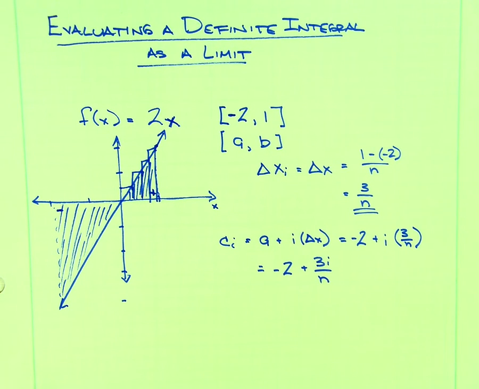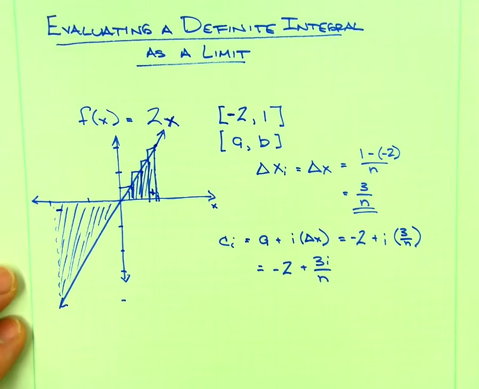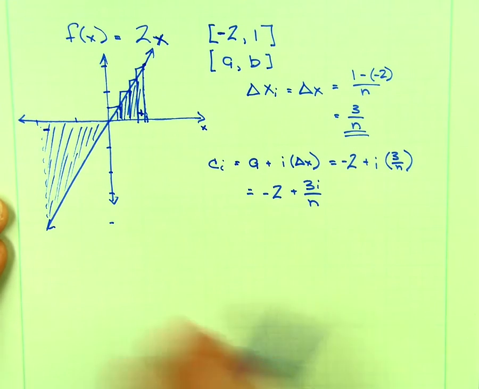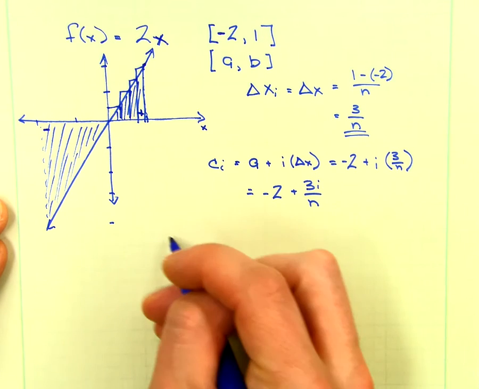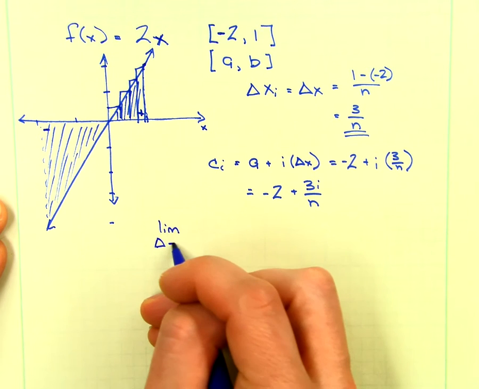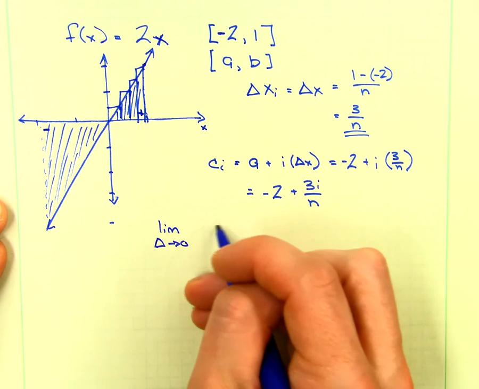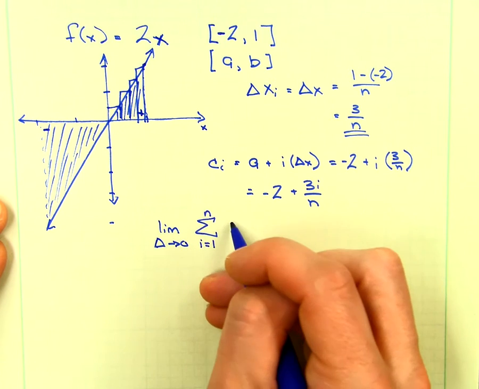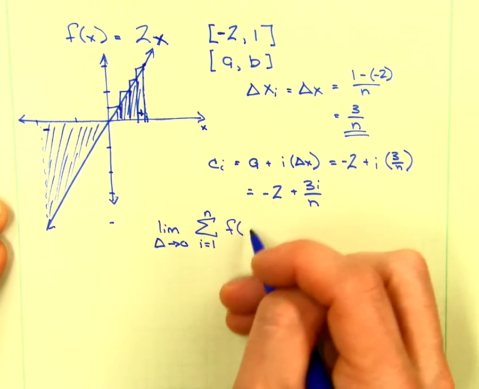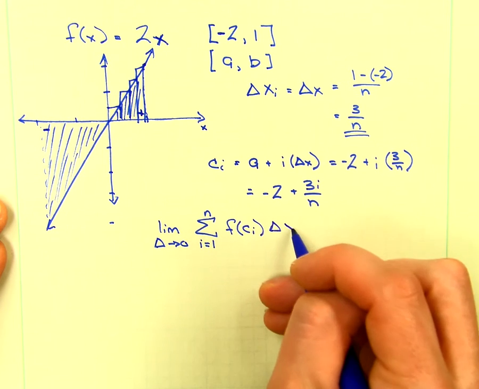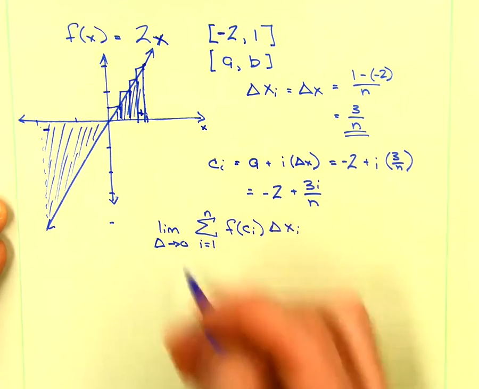So now I've got the two important pieces of information, and I can start figuring out what the area under this curve is. So writing this into sigma notation, we should be pretty comfortable with this by now. The limit as delta goes towards 0 of sigma, i equals 1 to n, then I've got the height of my rectangles, which is going to be f of c sub i, and my width of my rectangles is going to be delta x sub i. This is sort of the definition.